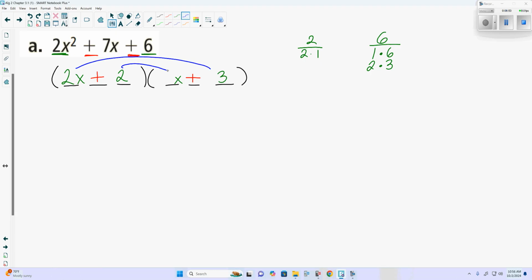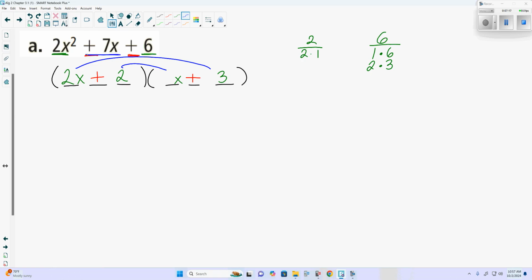Now, when we check it, we don't have to multiply all the way through. We can, because we can do 2x times x, which would indeed give us our 2x squared. We can also do our positive 2 times positive 3, which will give us our third term of positive 6, because that's where we got those from. But the main one we're focused on is the middle term of 7x.